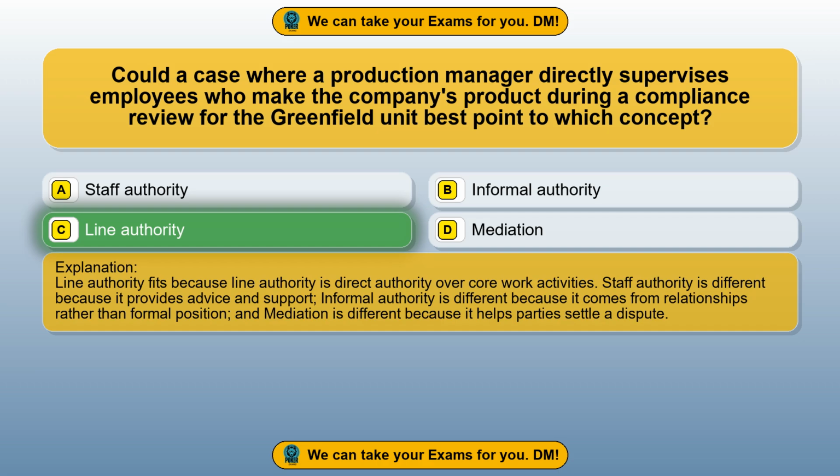Line authority fits because line authority is direct authority over core work activities. Staff authority is different because it provides advice and support. Informal authority is different because it comes from relationships rather than formal position, and mediation is different because it helps parties settle a dispute.